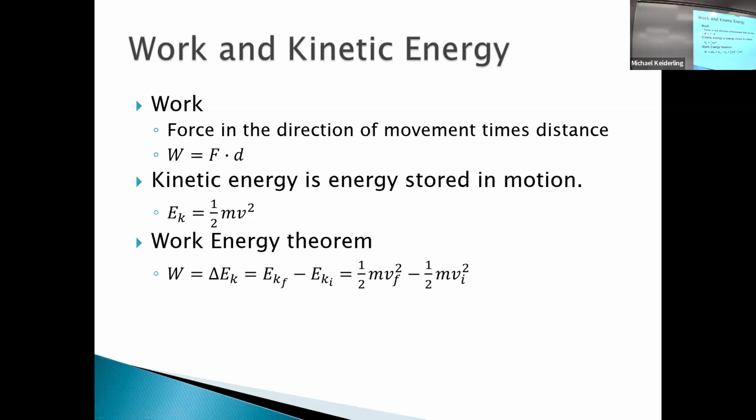Just some review. Work is force in the direction of movement times the distance. So work is force times distance. Kinetic energy is energy stored in motion. So it's 1/2 mass times velocity squared. And the work energy theorem is the change in work is equal to the change in kinetic energy. So final kinetic energy minus initial kinetic energy equals 1/2 mv final squared minus 1/2 mv initial squared. And that will equal force times distance.